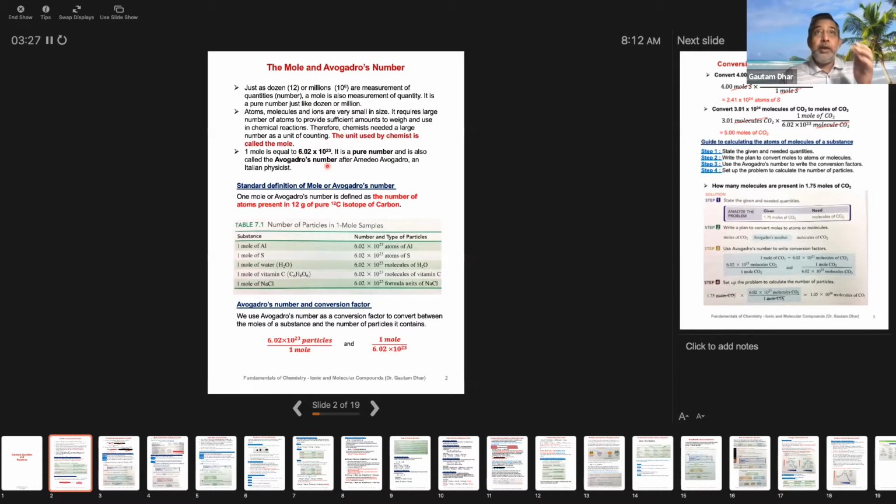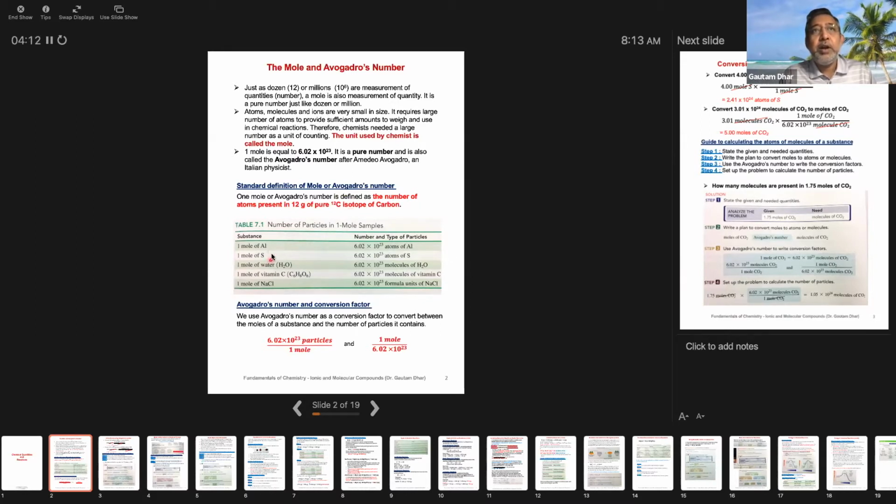Now, the standard definition of the mole or Avogadro's number is that if you take 12 grams, which is the gram molecular weight of carbon, exactly 12 grams of the carbon-12 isotope, the number of atoms present is equal to Avogadro's number. The atomic weight of the carbon-12 isotope is exactly 12, and if you take 12 grams of that isotope and have a means of counting the atoms, the number of atoms you'll get is called Avogadro's number.